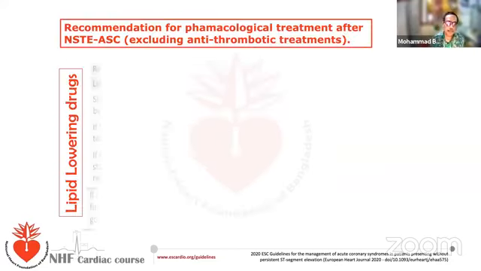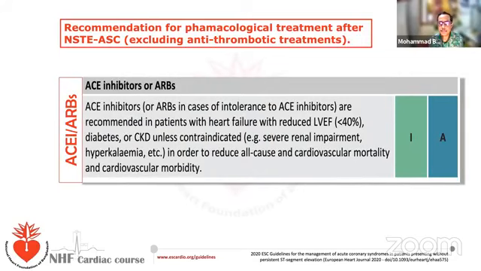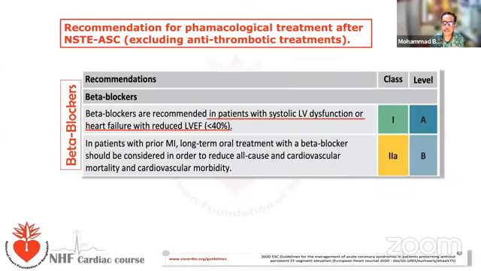Regarding lipid lowering drugs, we all know statins are recommended in all patients, and the aim is to reduce LDL by 50% or more from the baseline or below 55. If this goal is not achieved, we should add ezetimibe. And if it is still not achieved, we can add PCSK9 inhibitors. Regarding ACE inhibitors and ARBs, they are used mainly in patients with reduced LVEF, patients with diabetes, and patients with CKD, unless contraindicated. Beta blockers are also used in patients with LV dysfunction, and should be used long term to reduce all-cause and cardiovascular morbidity and mortality.